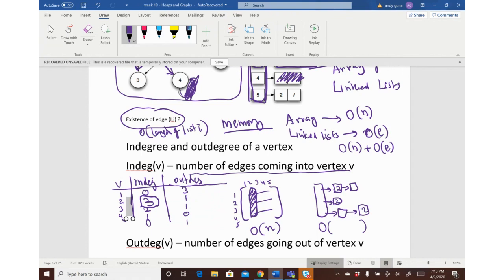So if you want to know what the in-degree of 2 is, you have to go through all of these things. That is going to cost you V amount of work, or N. Let's call it N. And then you have to go through every list because we don't know where this 2 is. And so you have to spend N plus E time to do it.